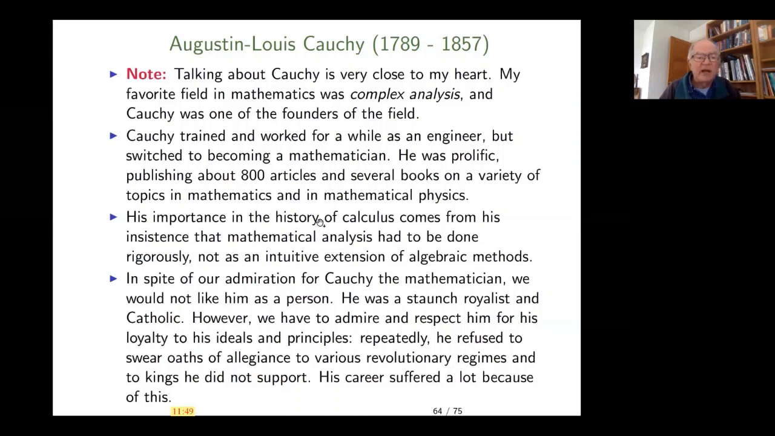His importance comes from his insistence that mathematical analysis had to be done rigorously, not as an intuitive extension of algebraic methods. About his life, we wouldn't like him. He was a royalist and very strongly Catholic, but he was true to his word. He sacrificed his career and suffered in his life because he acted according to his beliefs. So I probably wouldn't like him as a person, but I would admire and respect him as a professor of mathematics.